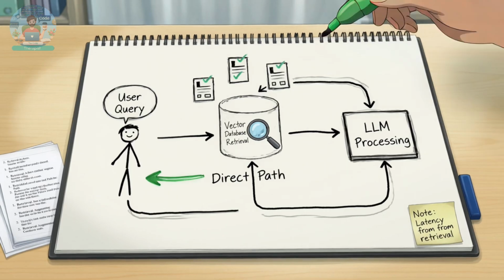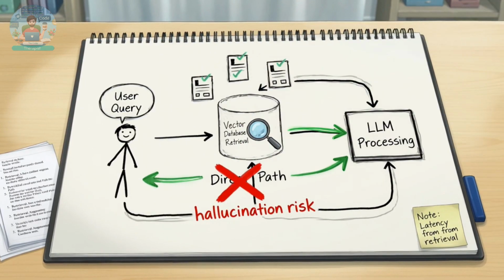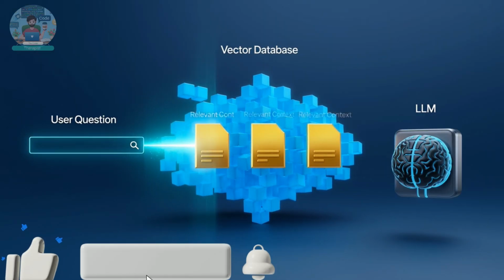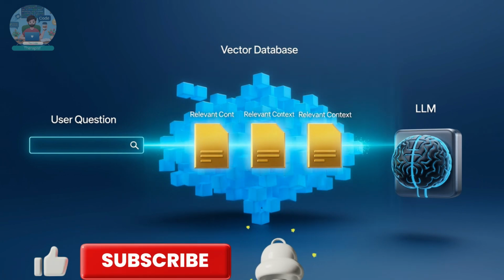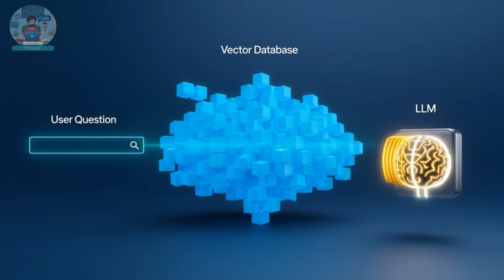And finally, the retrieval layer. When a user asks a question, we don't send it straight to the large language model. Instead, we first search our vector database, find the most relevant context, and then pass that information to the LLM to generate a high-quality answer. And this is the key trade-off. We give up a little bit of speed in exchange for a huge gain in accuracy.